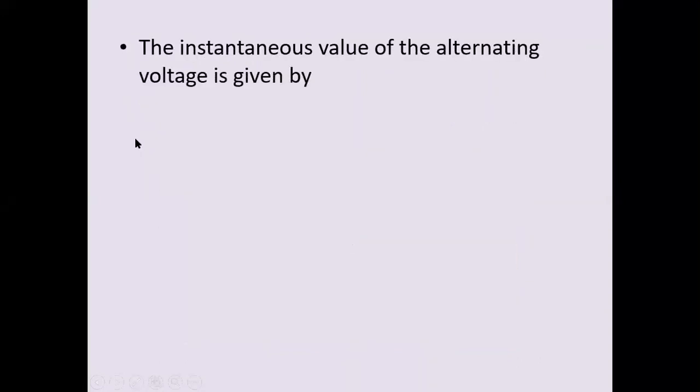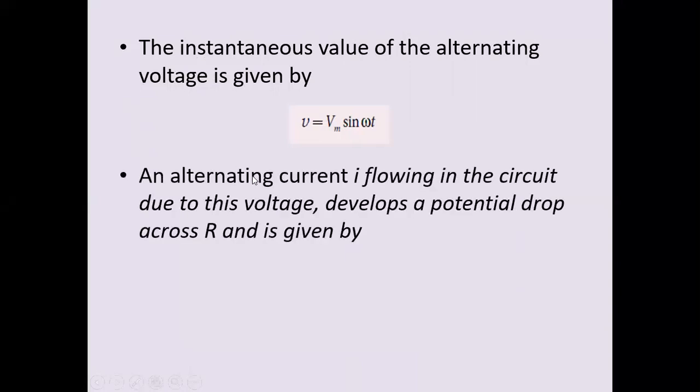Now, the instantaneous value of the alternating voltage is given by V is equal to Vm sine omega t. Vm is the peak value of the alternating voltage. Now, when the alternating current is flowing in the circuit due to this voltage, it develops a potential difference across the resistance R.